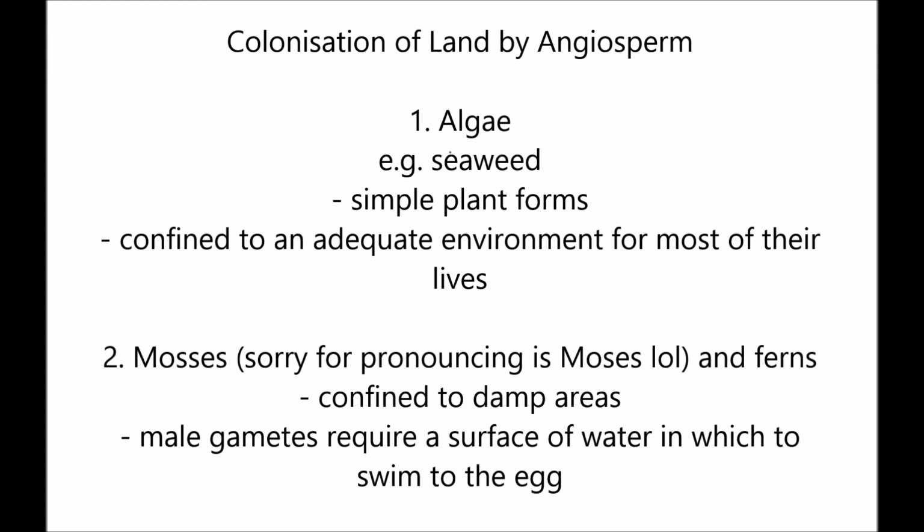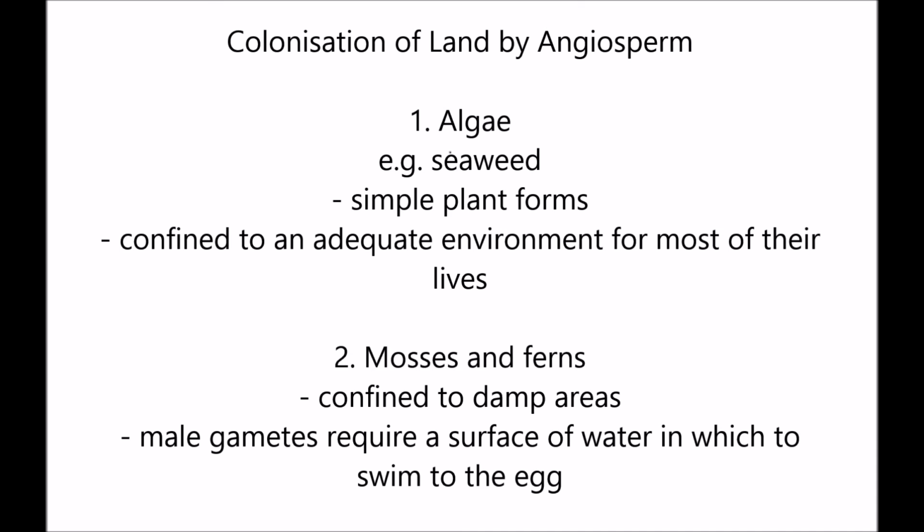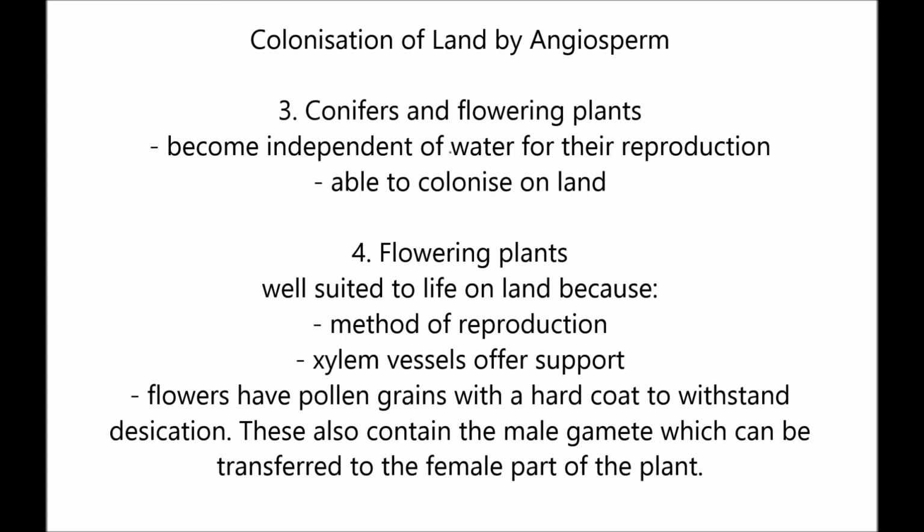Number 2, mosses and ferns. These are confined to damp areas. Male gametes require a surface of water in which to swim to the egg. Number 3, conifers and flowering plants. These become independent of water for their reproduction and are able to colonise land.